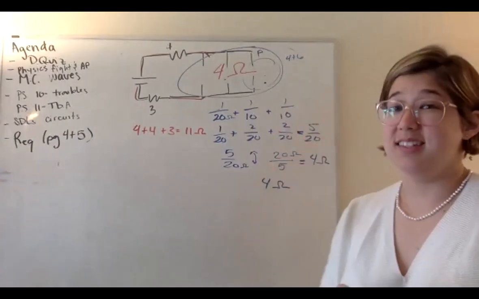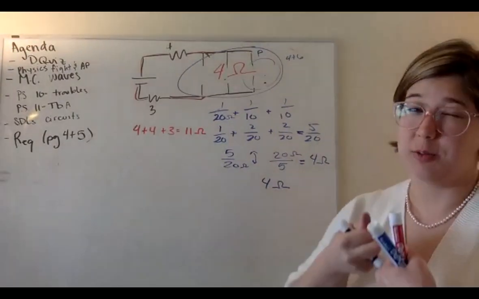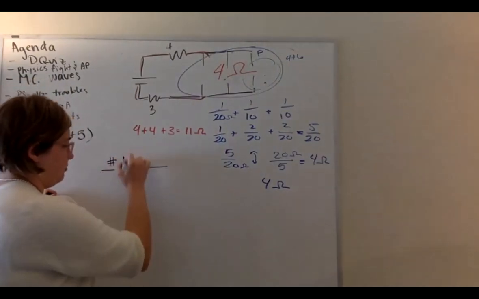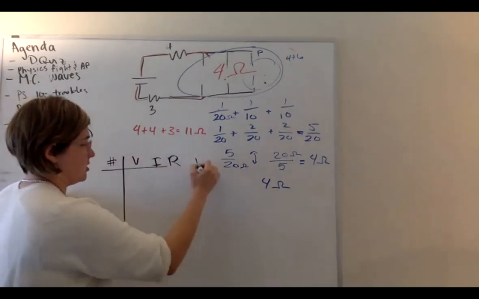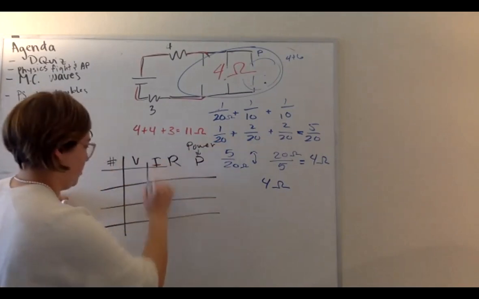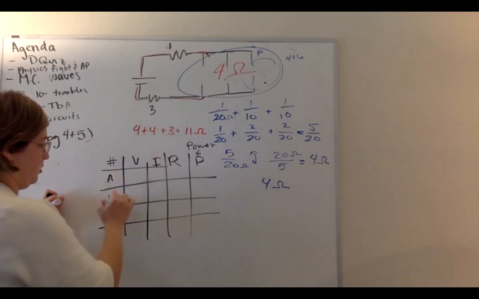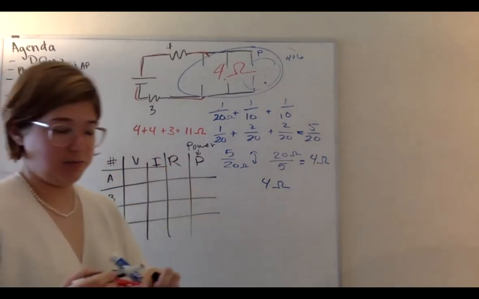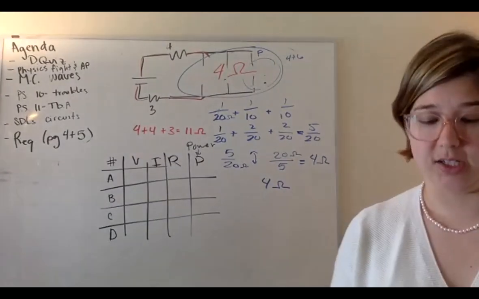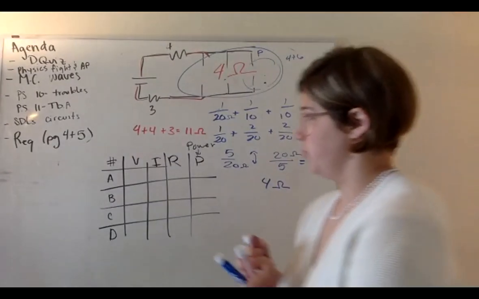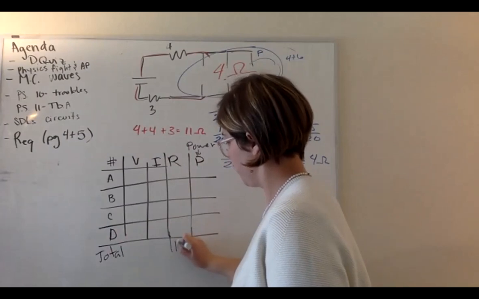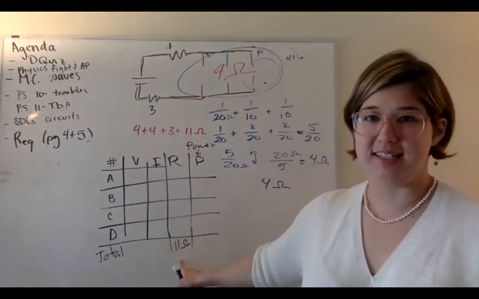Where we're going with this next is something called VIRP charts, where you have the voltage, the current, the resistance, and the power through each resistor. That's where you figure out the voltage in each resistor, the current in each resistor, the resistance of each resistor, and how much power each resistor uses. Wait, so the 11, is that just 11 ohms? Yep, that's the total resistance for the entire circuit.